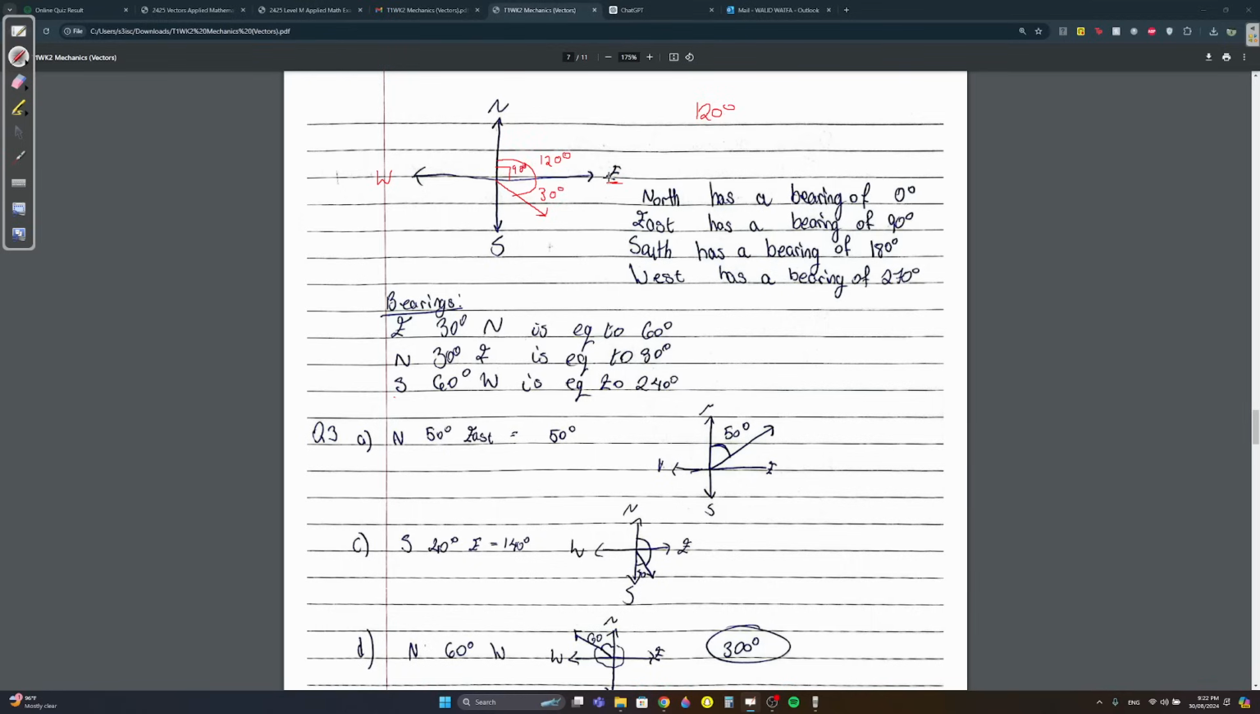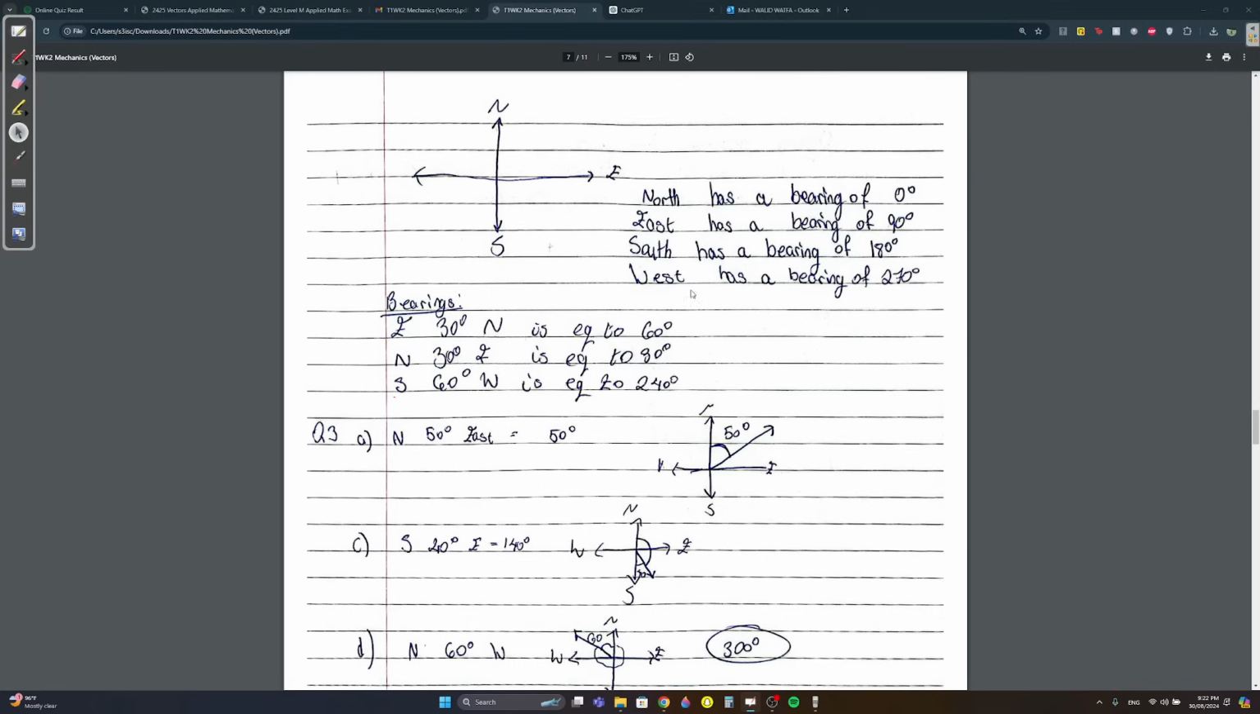I ask myself, what can I say? I could say east, 30 degrees south. I start at east, then I go 30 degrees south. Or I could say south, because if this is 30, then this is obviously 60, because they add up to 90. Or I could say south, 60 degrees east. Doesn't matter.